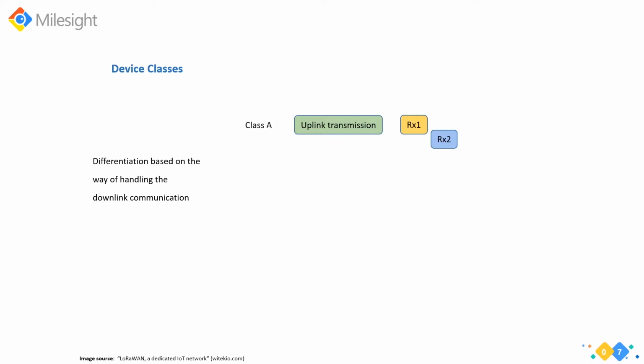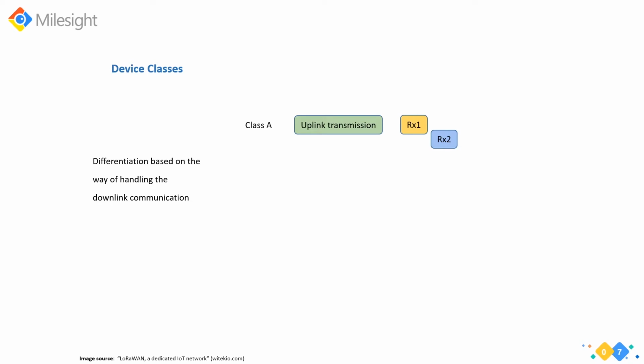Okay, so Class A mode is mandatory, but it can receive a downlink message only after it sends an uplink message. So the downlink message is like a by-the-way thing that only works after the end device sends an uplink message. So in that case, you have a chance to get the downlink messages.